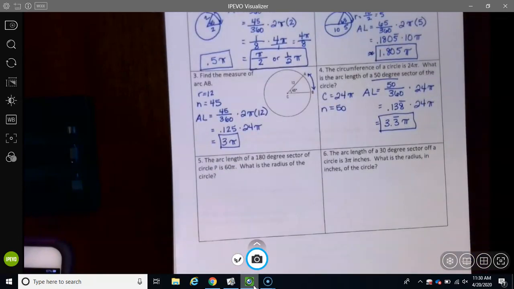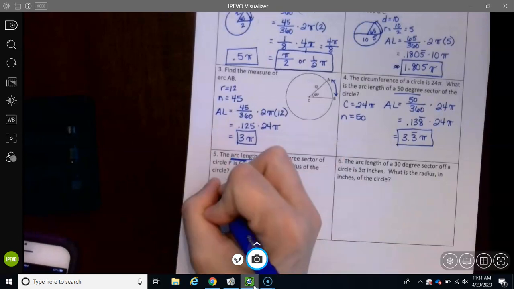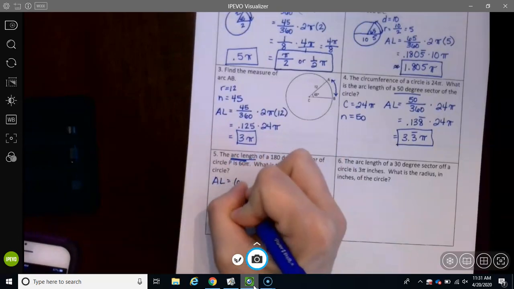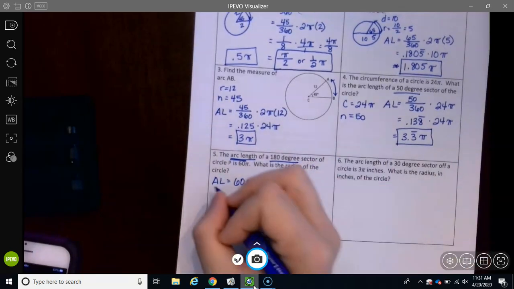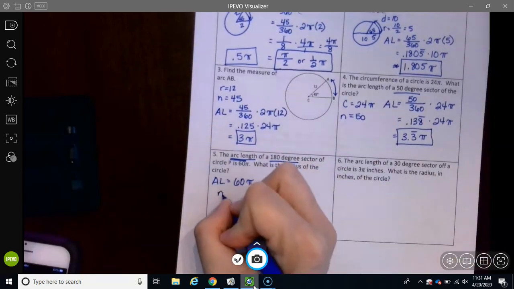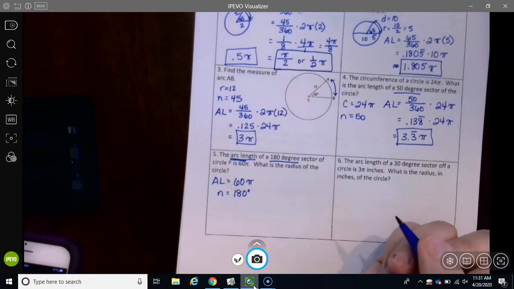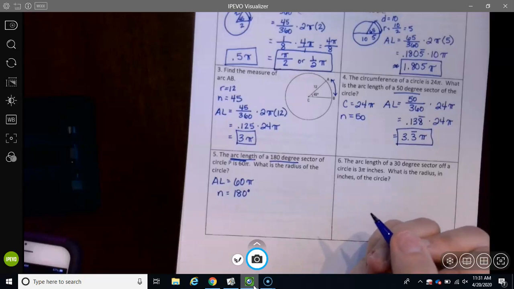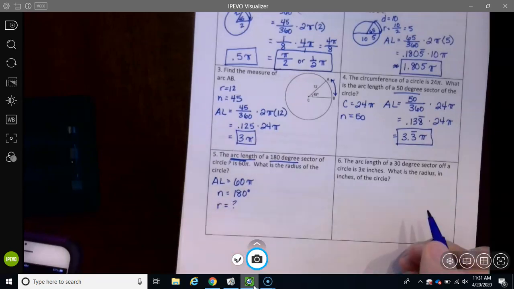And number 5, the arc length of a 180-degree sector of a circle P is 60 pi. So they are giving us the arc length this time. So arc length equals 60 pi, and it's of a 180-degree sector, so n is 180 degrees. And they want to know the radius of the circle. So that's what we've got to solve for.